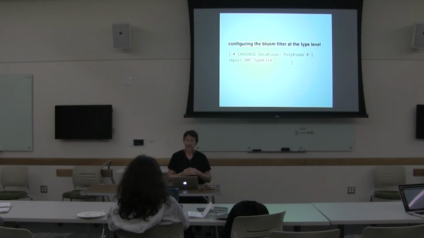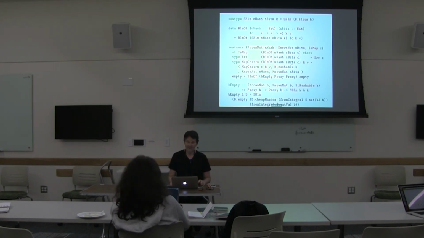But with data kinds, you can make 10 become a type. So you can say type 10. That's like real magic stuff. And polykinds, you don't really need to know for this particular talk what it means, and it would actually confuse things. So let's take a look.